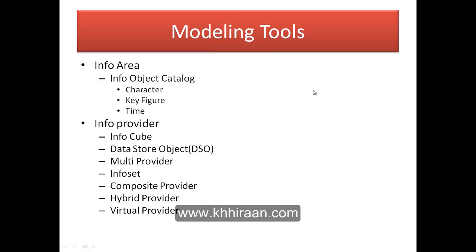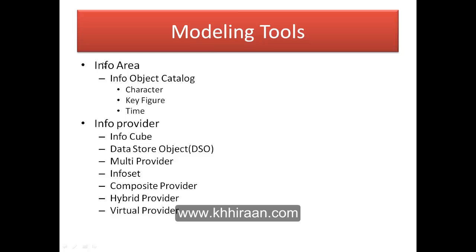So what are the tools that are going to help us to model our database? The first tool is very important, and it is called InfoArea. Under InfoArea, we have InfoObject catalog. Under InfoObject catalog, we have three types of catalogs available: characteristic InfoObject catalog, key figure InfoObject catalog, and time characteristic InfoObject catalog.